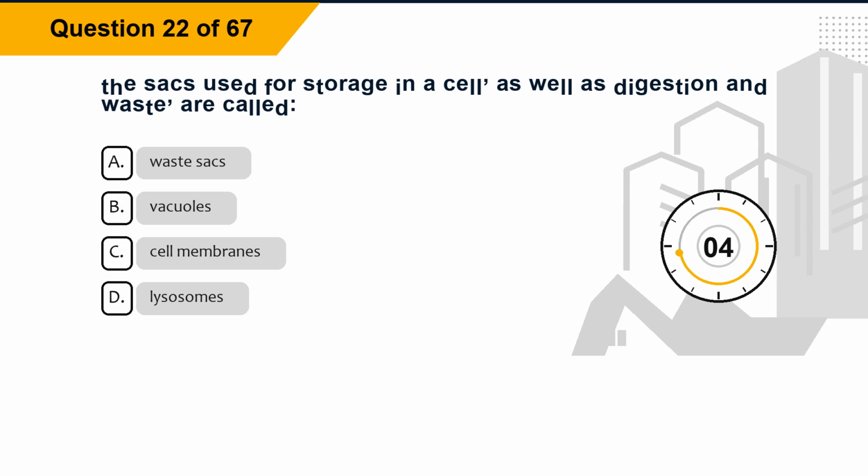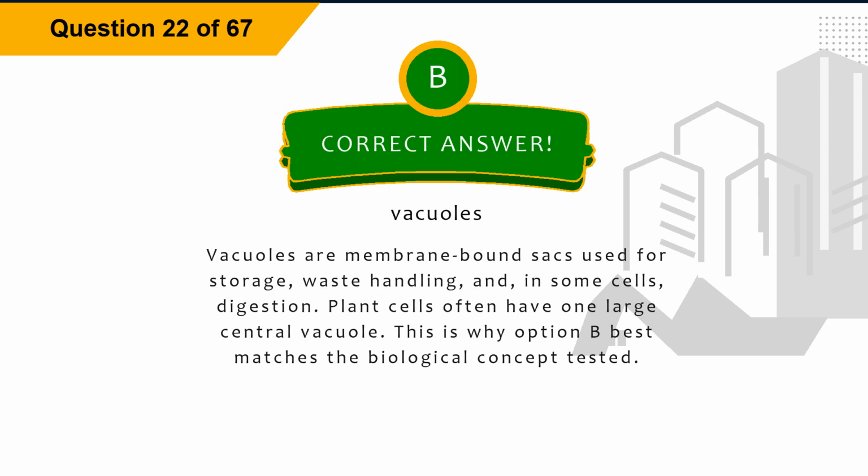Option C, cell membranes. Option D, lysosomes. The correct answer is option B, vacuoles. Explanation: vacuoles are membrane-bound sacs used for storage, waste handling, and, in some cells, digestion. Plant cells often have one large central vacuole. This is why option B best matches the biological concept tested.